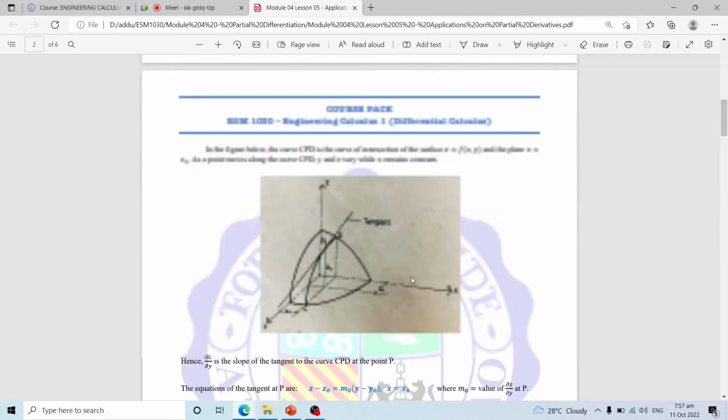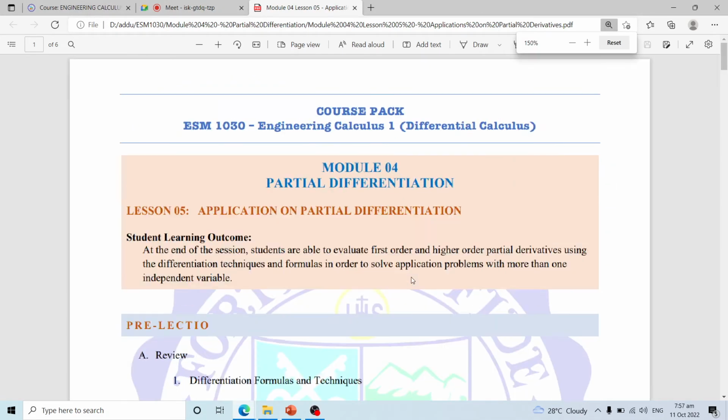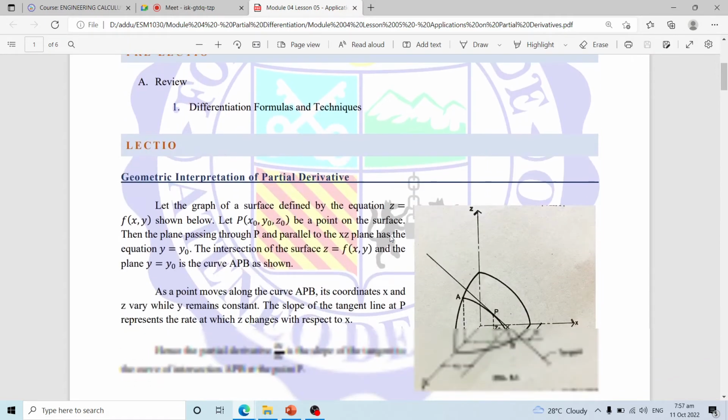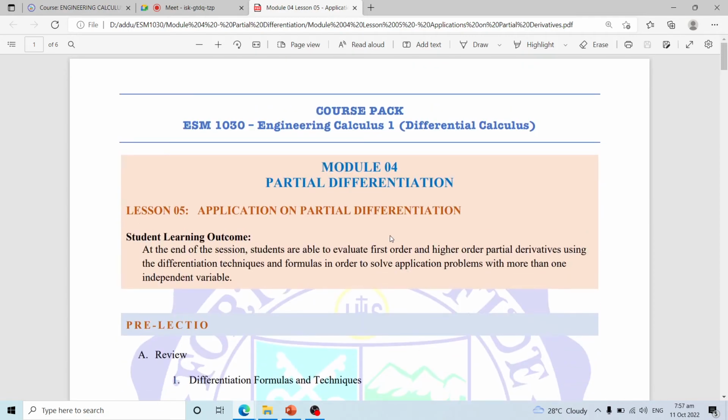Sige, mag-ano muna tayo sa applications. So, the last lesson for this sem is applications of partial differentials or application on partial differentiation. So, ano to siya? Mga tangent lines, ganyan. Okay? Error propagation, kita nyo sa module 3, lesson 10. Or 11 ba yun? Basta yun. Okay? Sige.